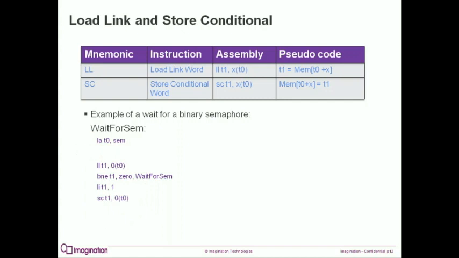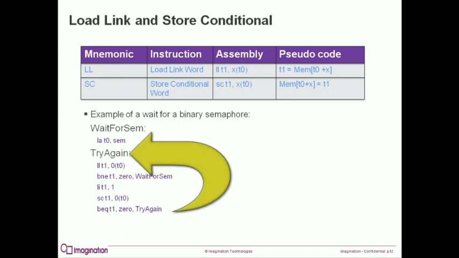If it is, I will load a 1 into the T1 register and try to write it to the semaphore. I'll check to see if it was successful by checking T1 for 0. If it is 0, I'll branch back and try again. If it is non-zero, I have gotten the semaphore and I will continue to do whatever I need to do.